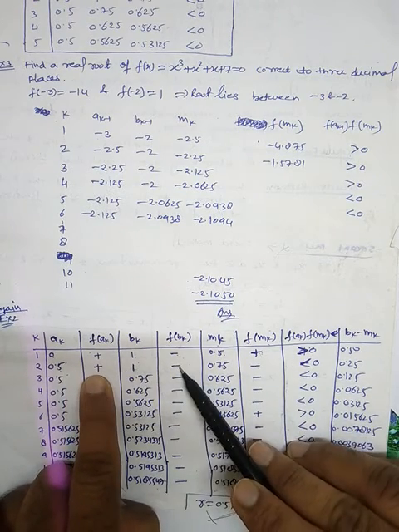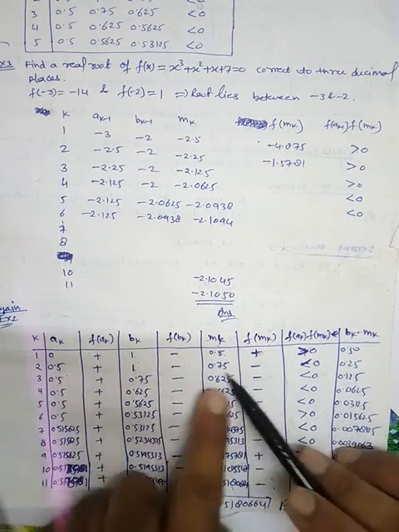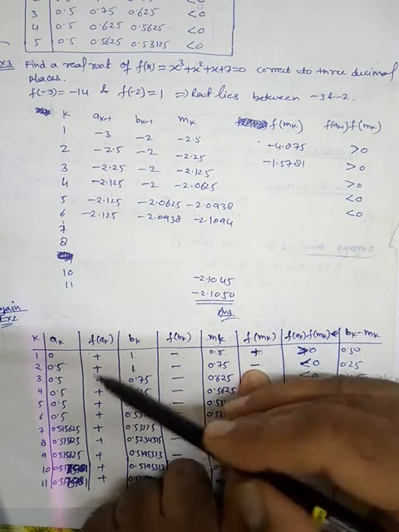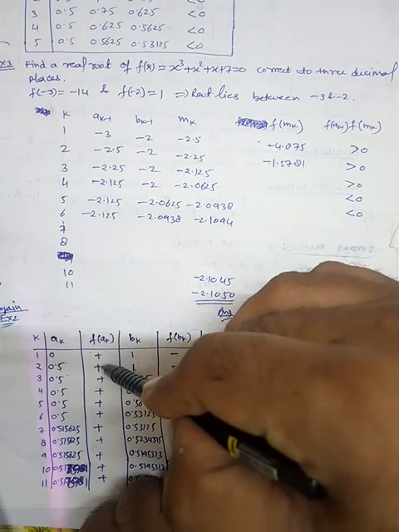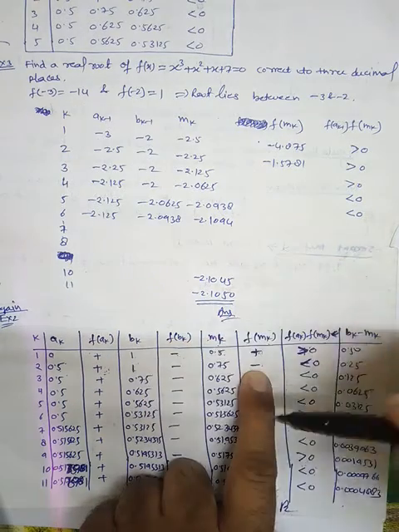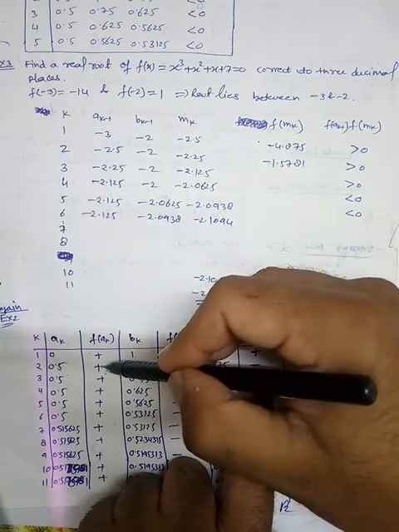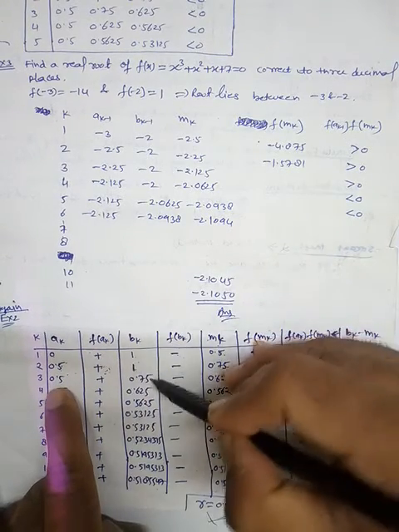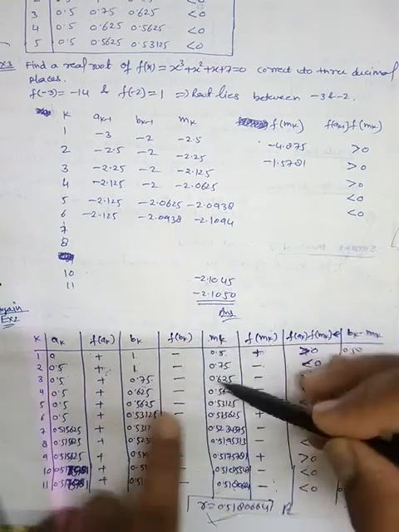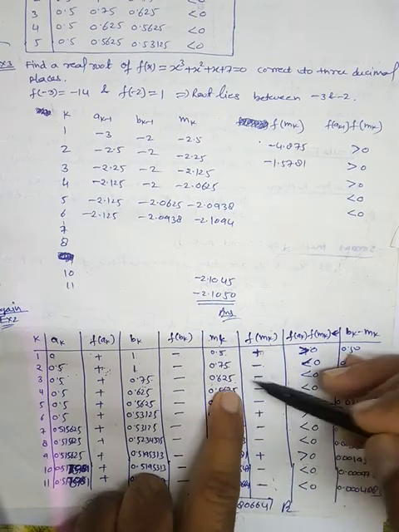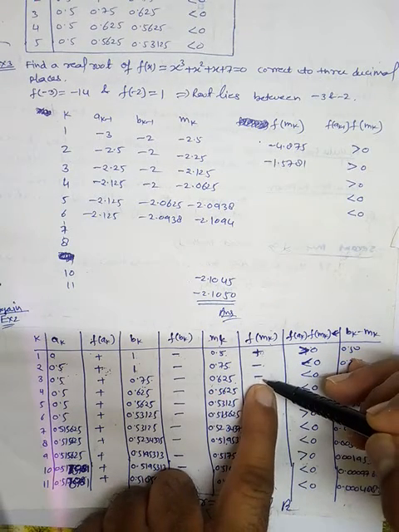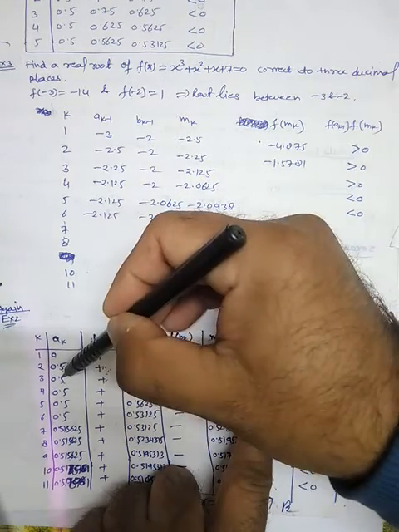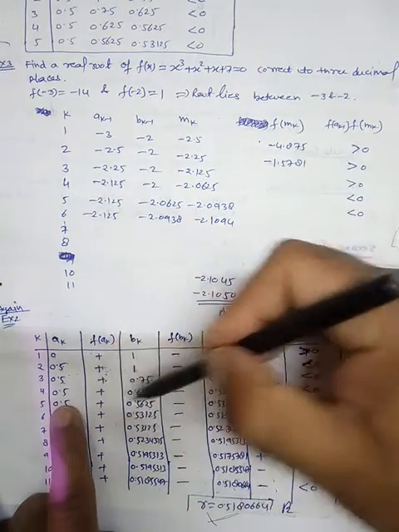Sign is positive and negative. Take the midpoint of these two, which is 0.75, evaluate the functional value, which is negative. So since this is negative, you have to take the positive one. So 0.5 and 0.75 will be the next interval. Take the midpoint of these two. This is 0.625 and functional value is negative here. So you have to take the positive one. So the next interval will be 0.5 and 0.625.